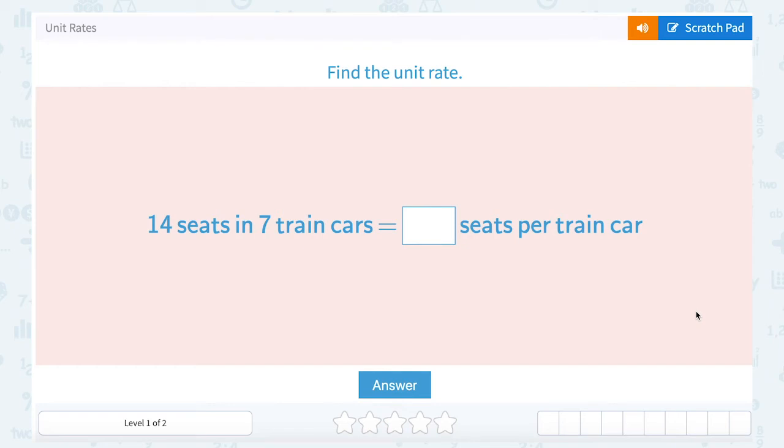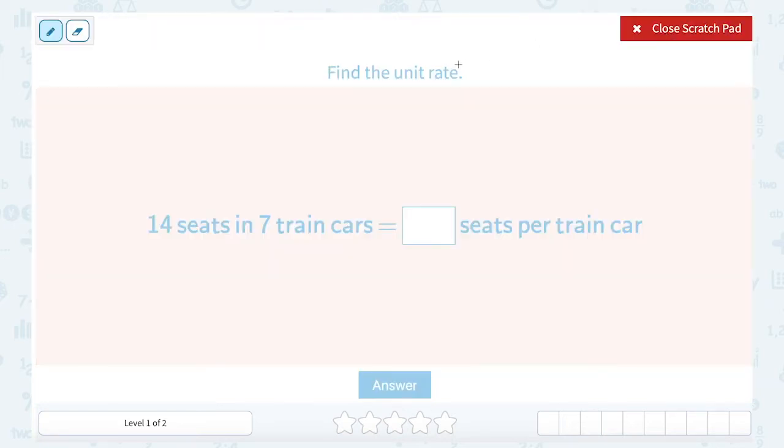We're going to look at unit rates. This question asks us to find the unit rate. There's 14 seats in 7 train cars, and that's equal to how many seats per train car? So the first thing we need to think about here is, what does that mean to be a unit rate?